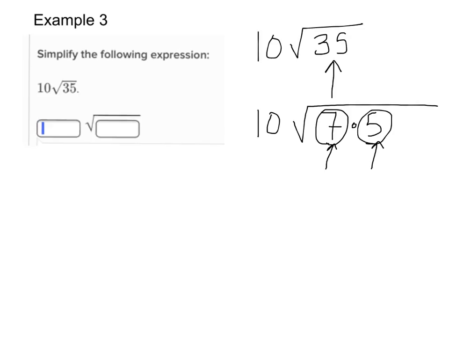So there's really nothing I can take out of the radical. So my question is also my answer. 10 times the square root of 35, that's the answer. There's no more simplification that can take place. 10 times the square root of 35 is as simple as it gets. So like I said, the question is also the answer.